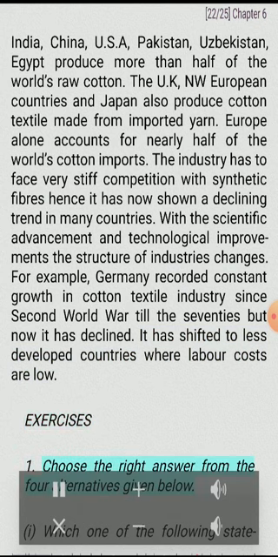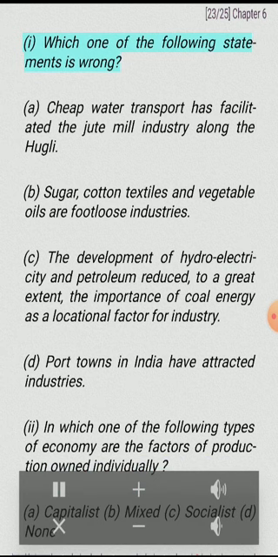Exercises. 1. Choose the right answer from the four alternatives given below. I. Which one of the following statements is wrong? A. Cheap water transport has facilitated the jute mill industry along the Hooghly. B. Sugar, cotton textiles and vegetable oils are footloose industries. C. The development of hydroelectricity and petroleum reduced to a great extent the importance of coal energy as a locational factor for industry. D. Port towns in India have attracted industries.